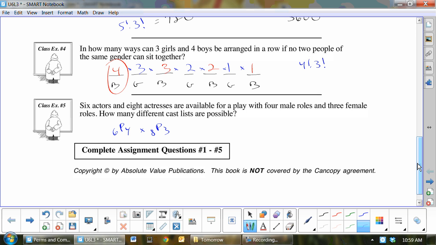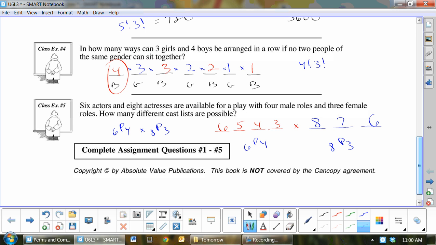Now, how could you do this using the fundamental counting principle? How many male roles am I looking for? 4. How many choices for the first role? How many for the next one? 6, 5, 4, 3. Times, let's do the female roles. How many am I looking for? 1, 2, 3. So how many in the first one? 8, 7, and 6. And do you see why this is 6P4 and this is 8P3?